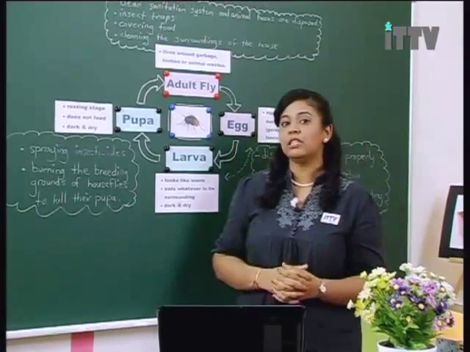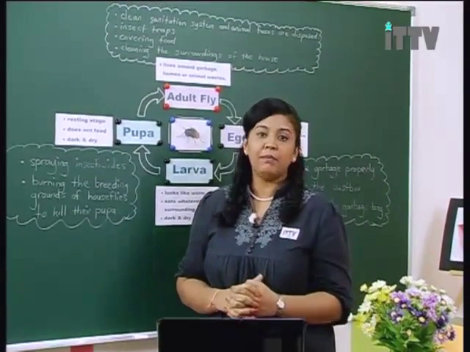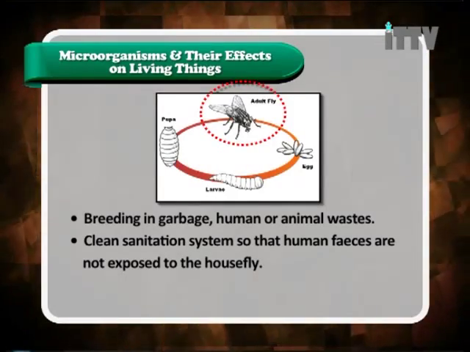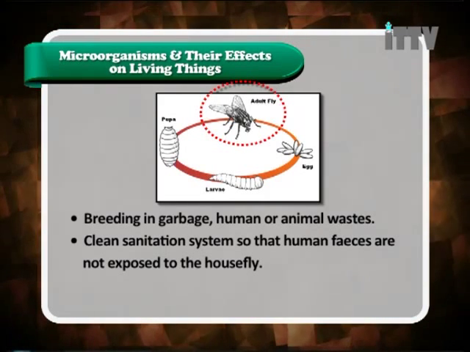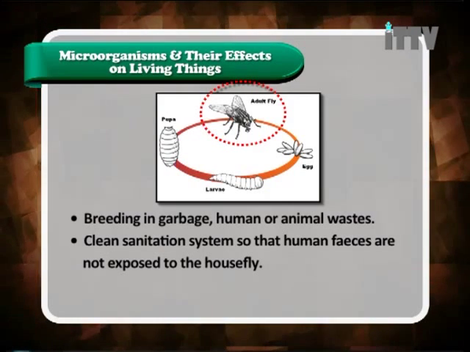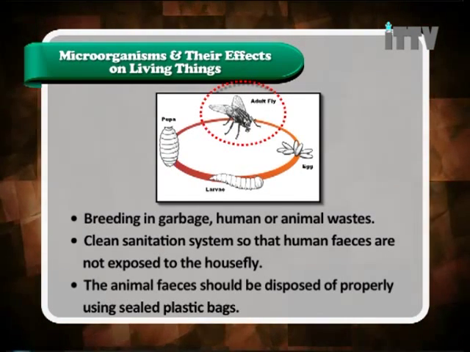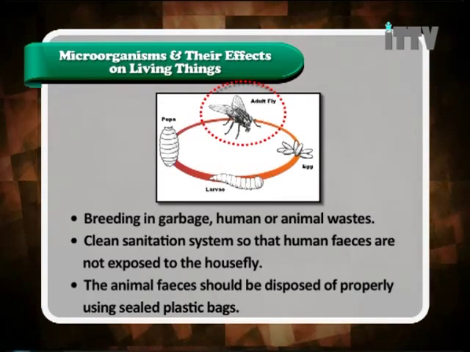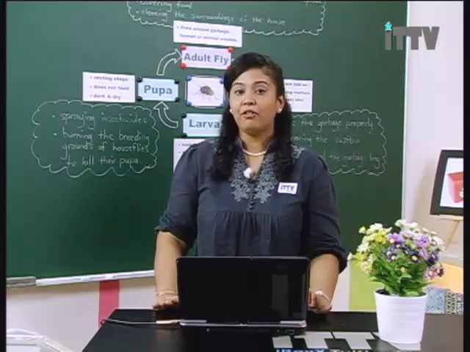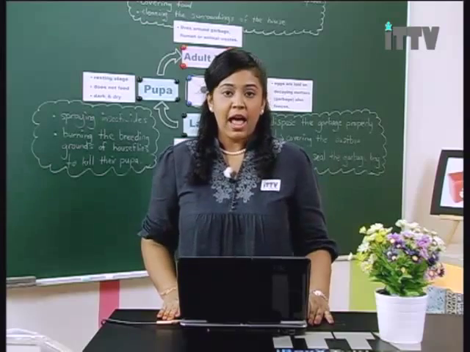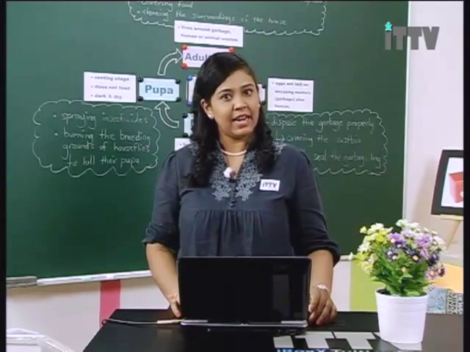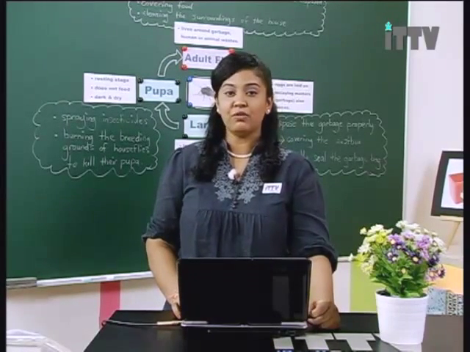How are we to control this adult fly from coming and contaminating our food and also our household things? We should have a clean sanitation system so that human feces are not exposed to the housefly. If we keep pets like cats and dogs, the animal feces should be disposed of properly using sealed plastic bags. So one of the ways is to make sure our sanitation system and the feces of animals are disposed of properly.